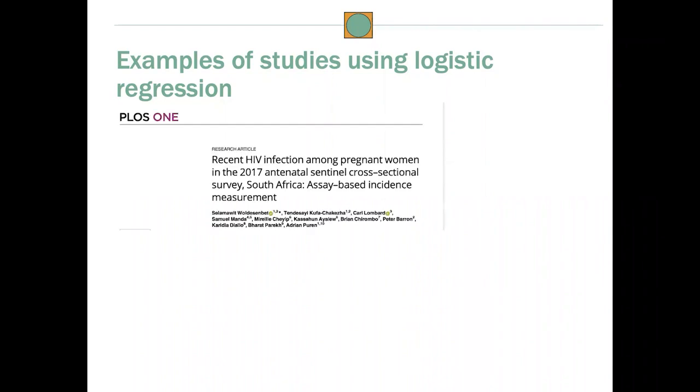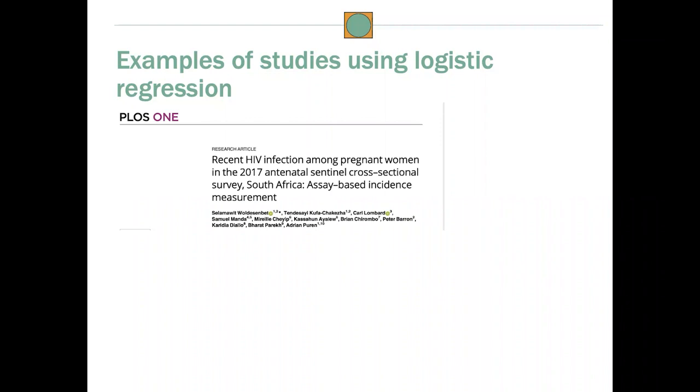Several studies have used logistic regression in the analysis when conducting research or evaluation and used routine data as one of their data sources. So in 2017, Rosenberg and colleagues used the 2017 antenatal HIV sentinel survey and medical records of women to answer the question, what characteristics are associated with being a recently infected pregnant woman?